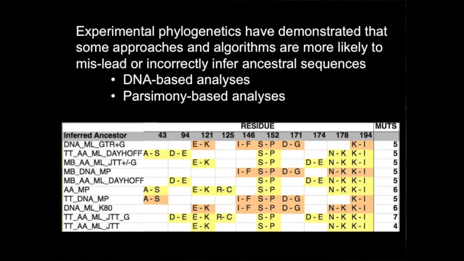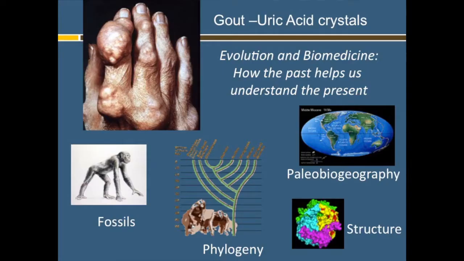But just to sum up then, we have DNA-based analyses and parsimony-based analyses. If anybody's built phylogenetic trees in here besides Su Jin's lab, you know what those terms mean. I won't go over what specifically is going on. So let me just, I guess in 3 minutes here, try to wrap up.